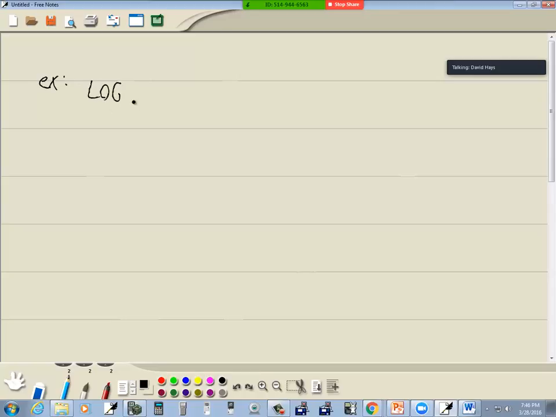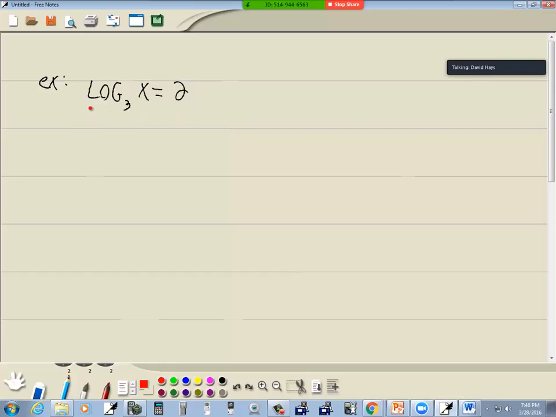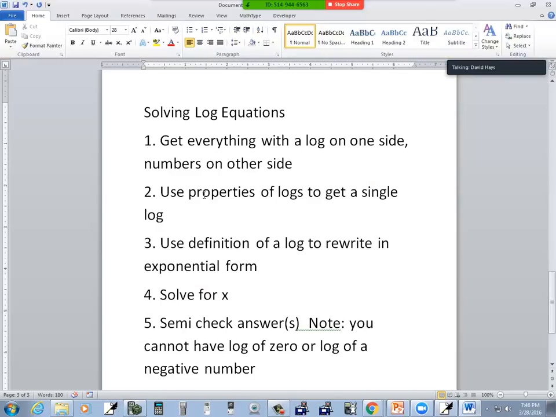And we got log base 3 of x is equal to 2, and we want to solve for x. Step 1, get everything with a log on one side, numbers on the other side. Well, everything with a log is over here, numbers over here. Step 2, use properties of logs to get a single log.